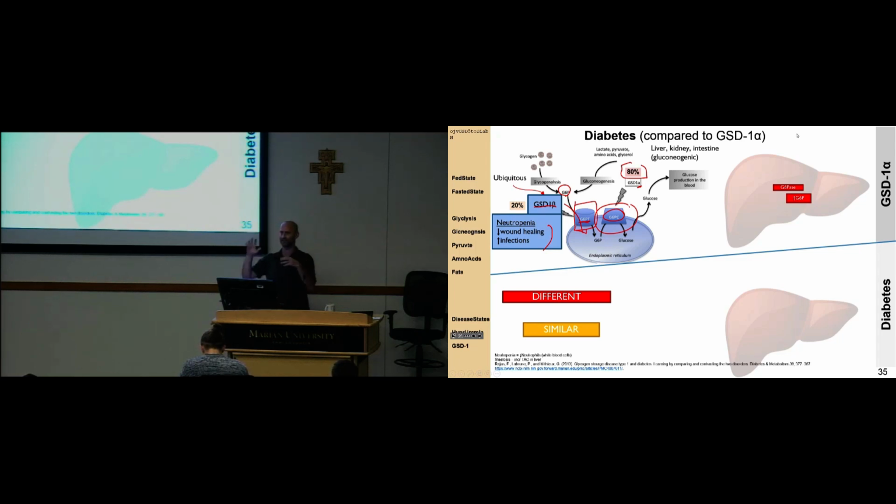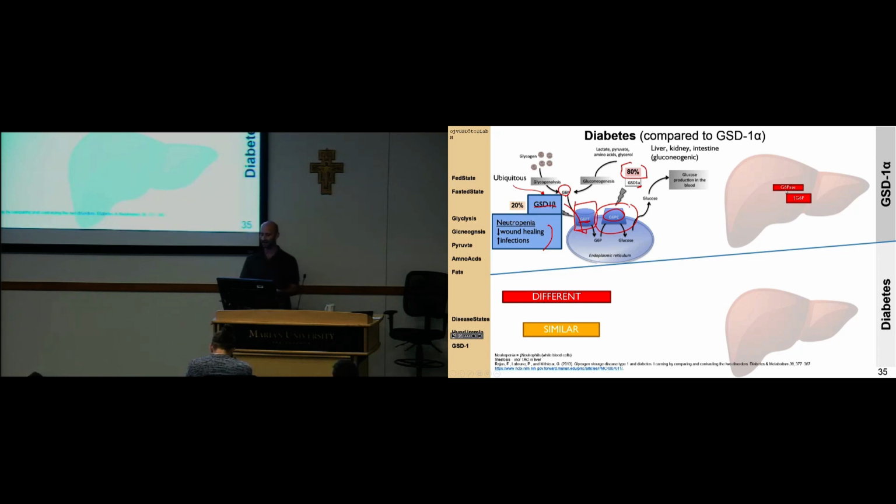GSD1 alpha is, I can't get sugar into the blood, low blood glucose, right? Whereas type 2 diabetes is, we can't respond to insulin enough. There's too much sugar in the blood, hence glycation, right? So I'm going to show you GSD1 alpha up here, diabetes down here, and everything in red is different between them, and everything in yellow-orange is similar.